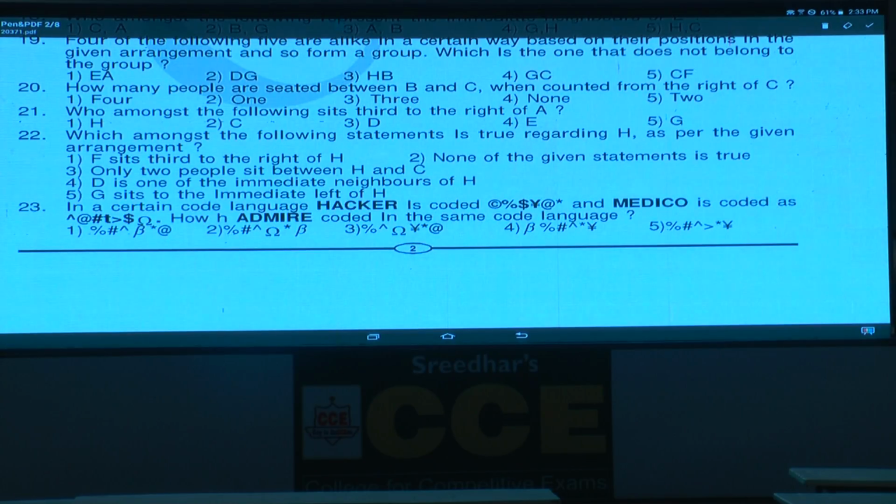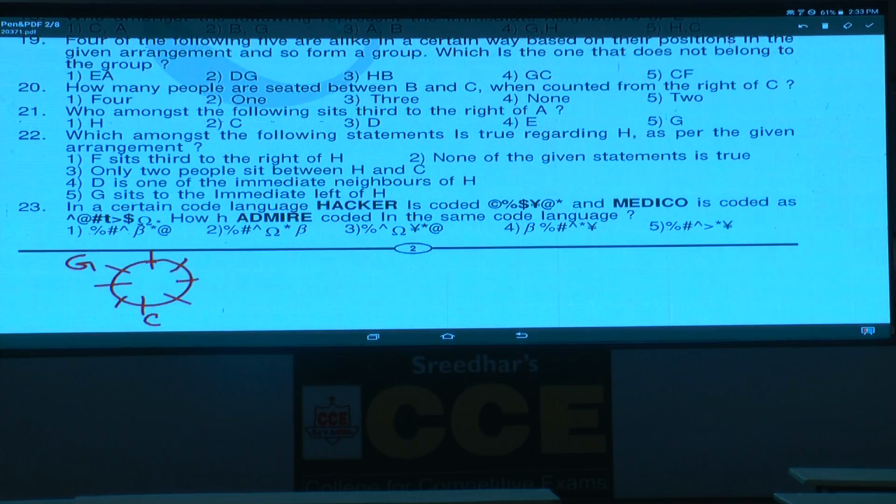G sits third to the left of C. As 8 persons are there, 1, 2, 3, 4, 5, 6, 7, 8. As all the persons are facing towards the center, now I am fixing C at this place. Third to the left means in the clockwise direction. G sits third to the left of C.